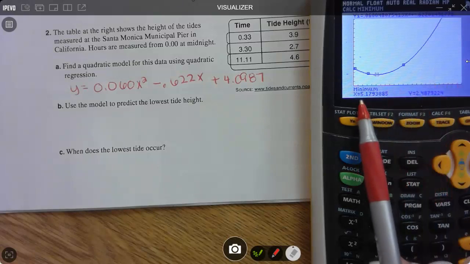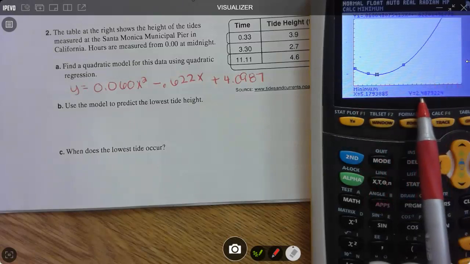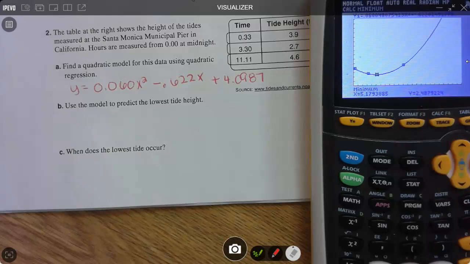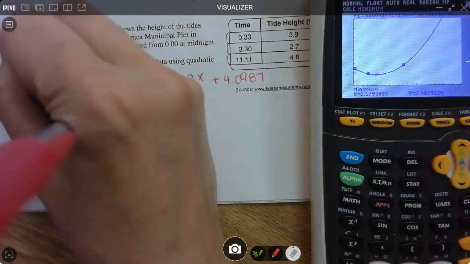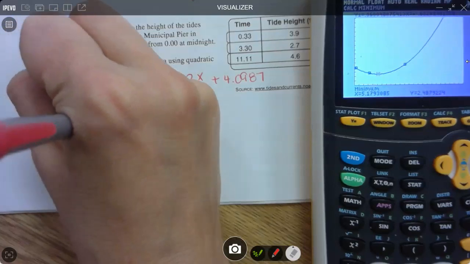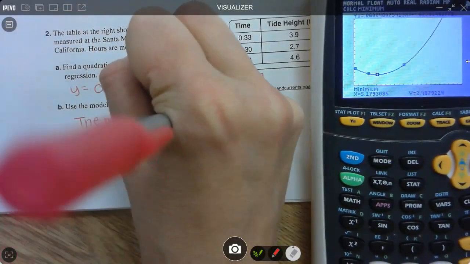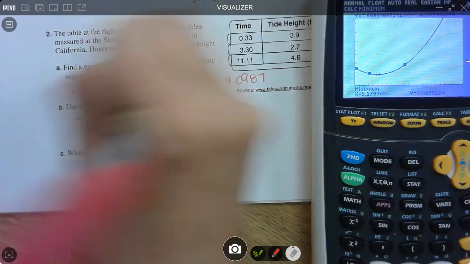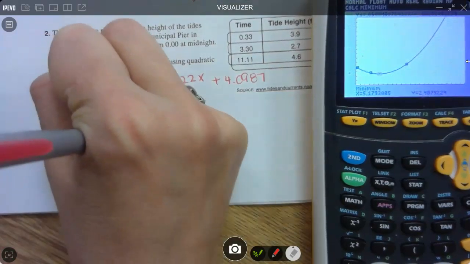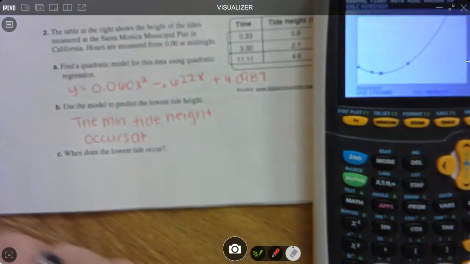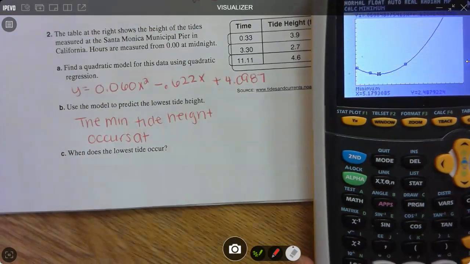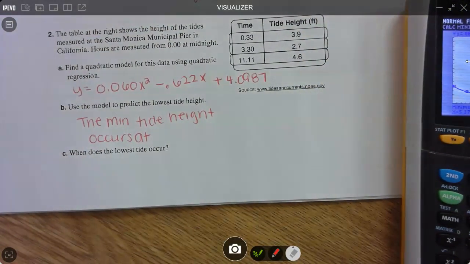And I see that the minimum tide is 2.4879 feet, and occurs at 5.179 hours.